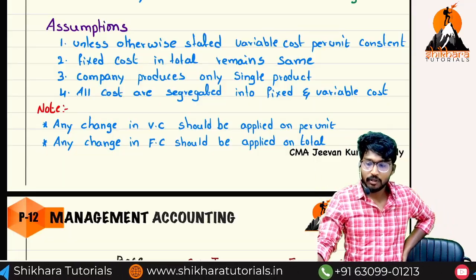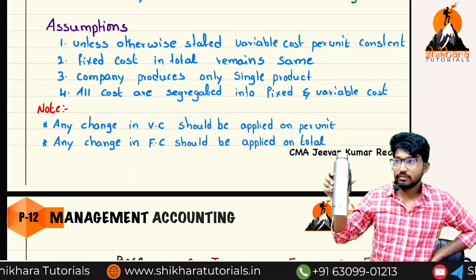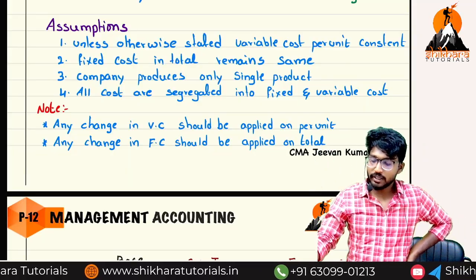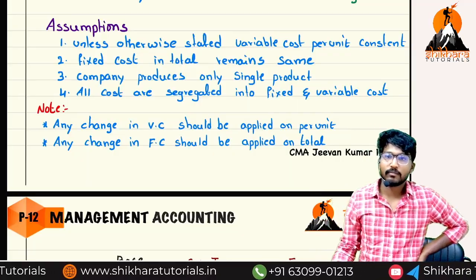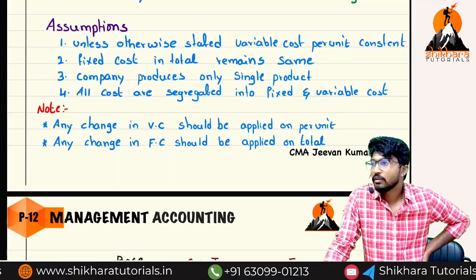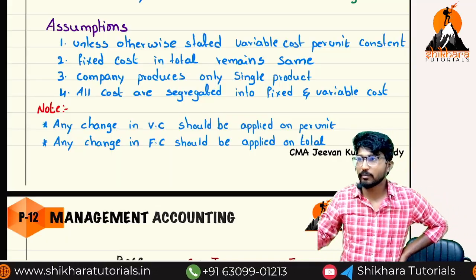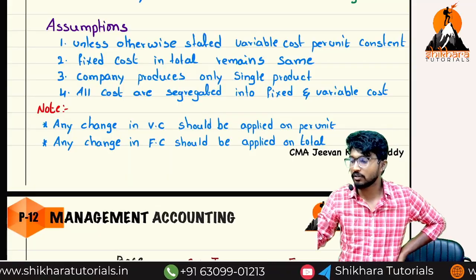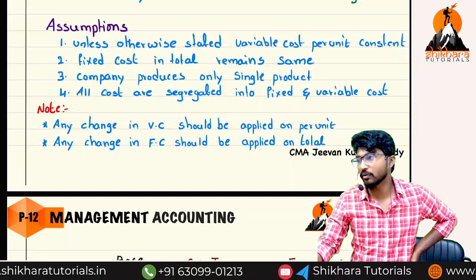For example, for making this bottle, for the first unit of this bottle, I incurred a variable cost of 100 rupees. For making the second bottle, 100. For making the third bottle, 100. If you make 1000 bottles also, for making the thousandth bottle also, the variable cost is 100 only.